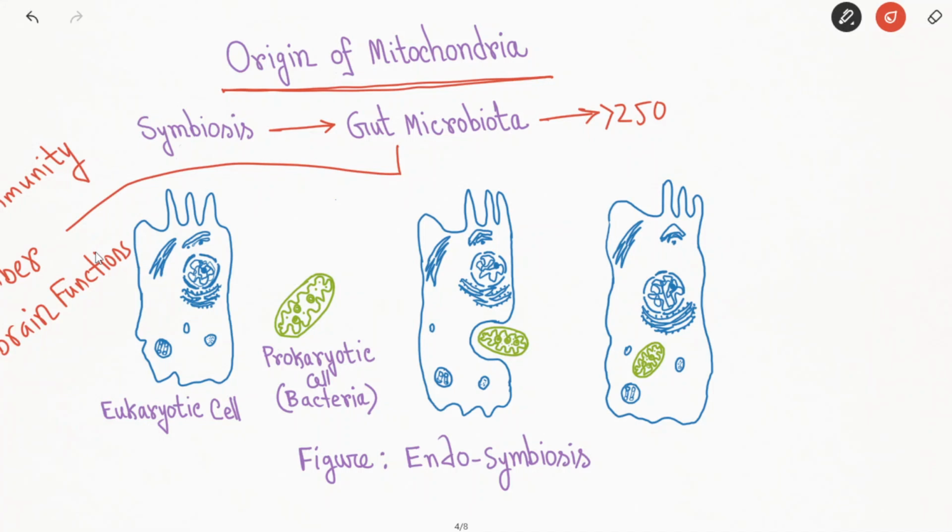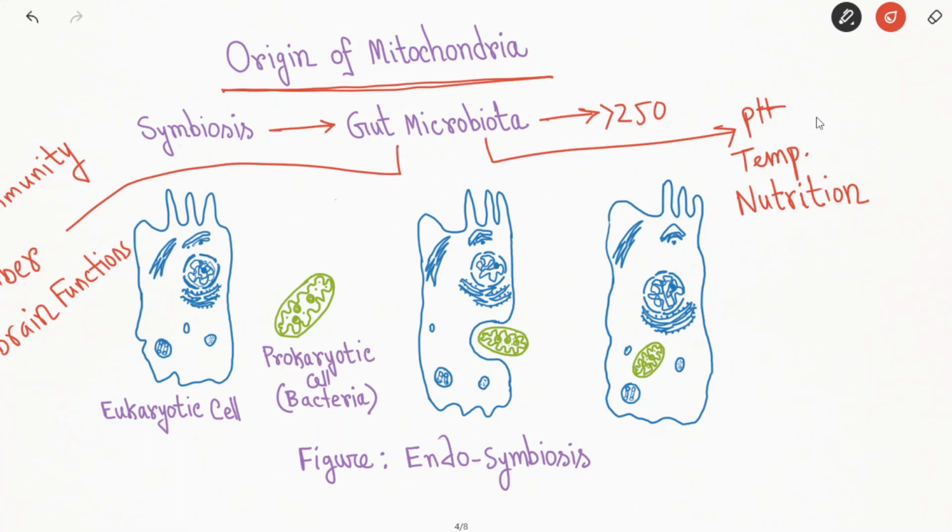And how do we help gut microbiota? We give the gut microbiota optimal pH, optimal temperature for their survival, and also we give them nutrition. Some portion of the food that we eat is also consumed by gut microbiota. So we give them nutrition, optimal pH, and the temperature that is required for their survival. This is called symbiosis.